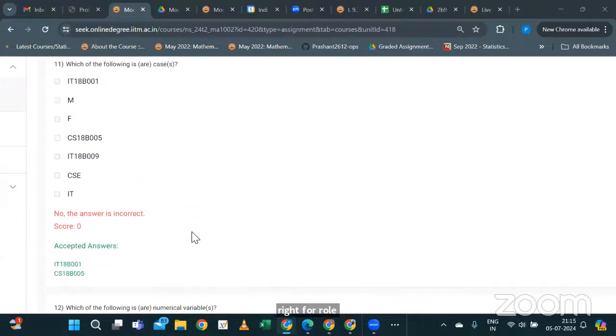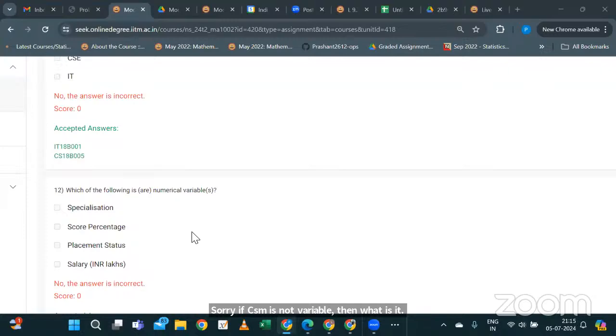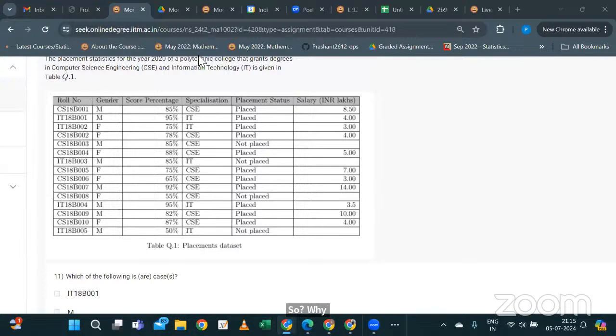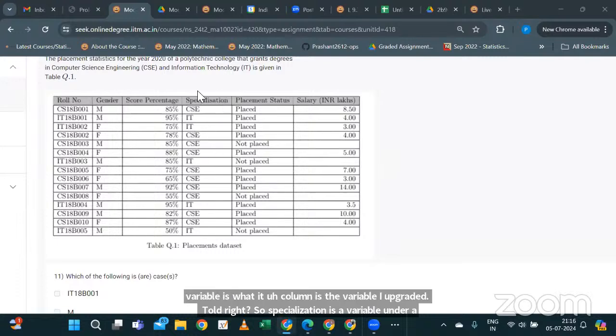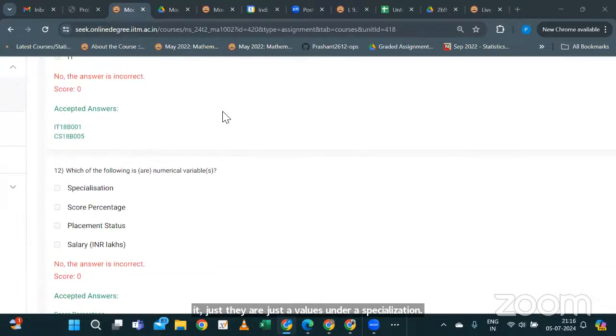If CSC is not a variable, then what is it? CSC is just an observation. Why can't it be a categorical variable? Because it has been categorized into CSC and IT. The column represents the variable, as I already told. So specialization is a variable. Under specialization, your values are varying. CSC and IT are just values under specialization, so they are categorical values.